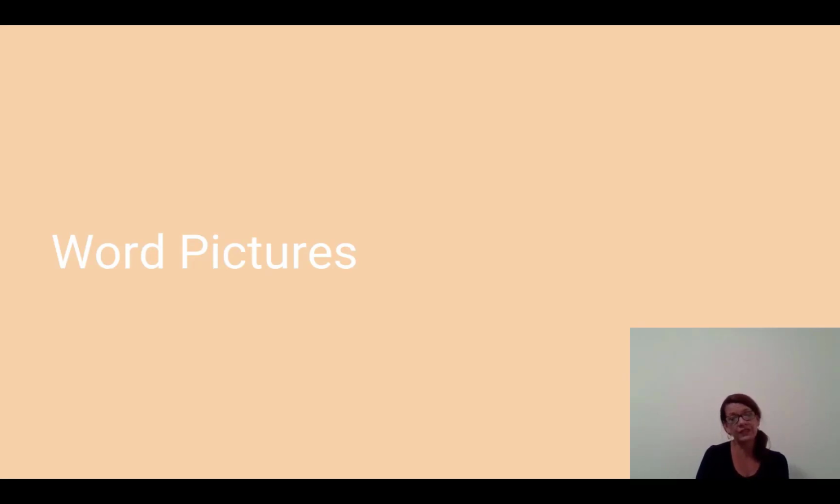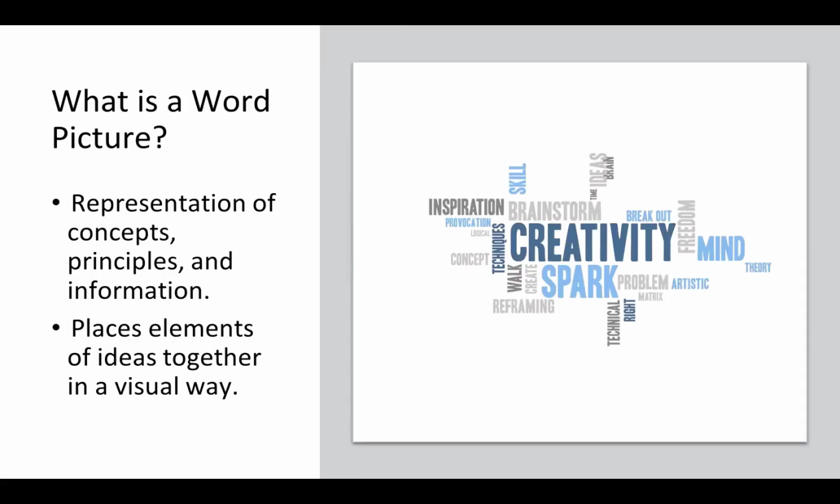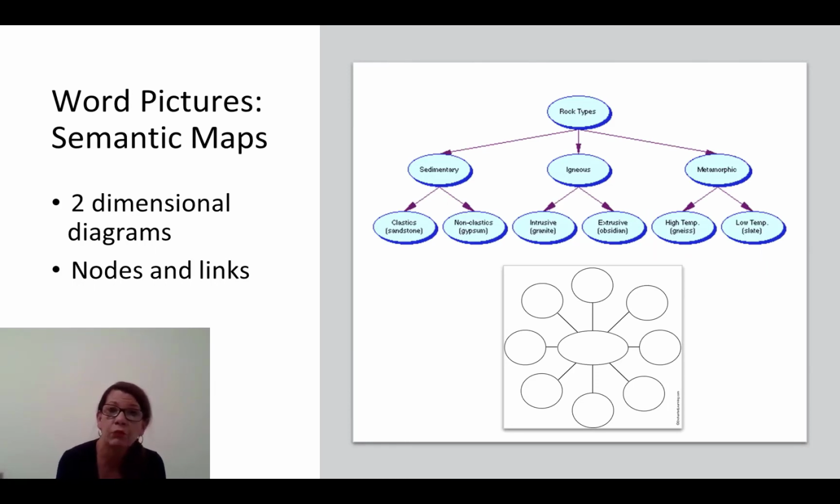Now that we've gotten through design, we will discuss word pictures. So what is a word picture? A word picture is a graphic representation of concepts, principles, and information where keywords are shown in nodes. Word pictures are graphic organizers that place elements of ideas together in a visual way. There are many different types of word pictures. The first one we will discuss is semantic maps.